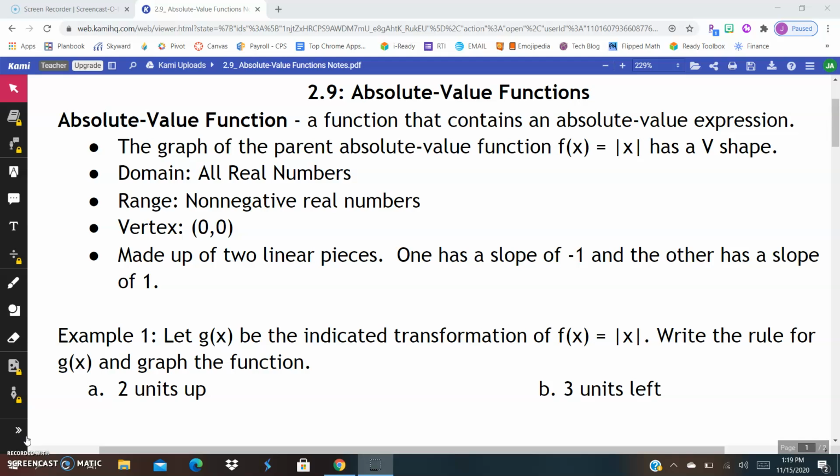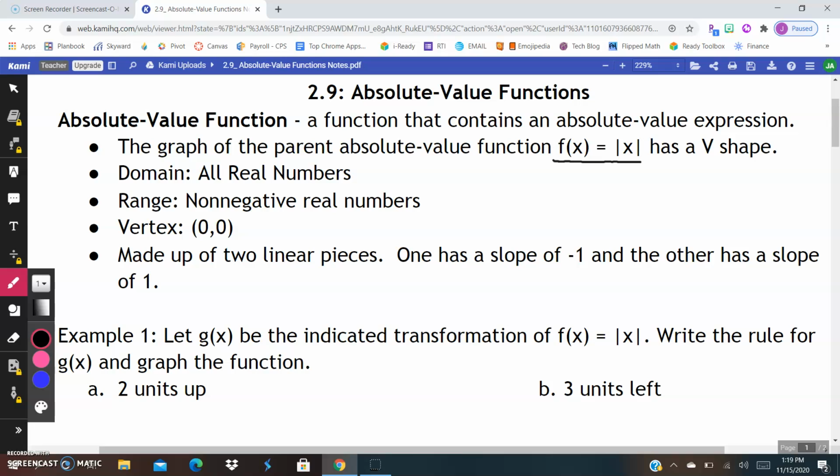So looking at functions and graphs, the graph of the parent absolute value function is going to be f of x equals the absolute value of x. So this right here, that's your very basic function. It has a V shape. The domain of this function is all real numbers, so we can have any x value. Those all work. But the range, the y values, are only non-negative. So you're going to start at 0 and move up for the parent function. So only positive numbers on the y-axis.